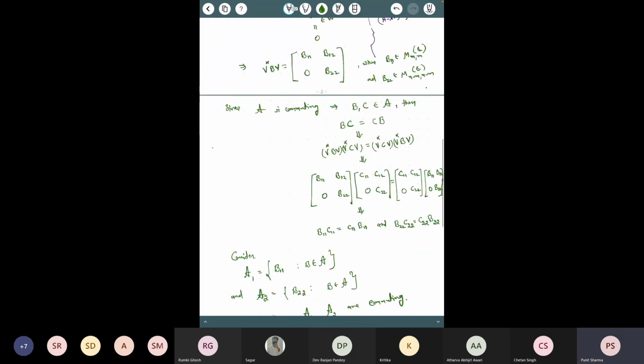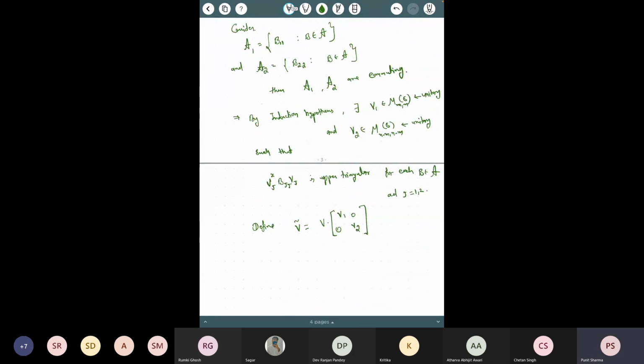And this V1, V2, they are the smaller size matrices. But now because of these zero blocks, I have an n cross n matrix here. V1 and V2 are unitary, so this matrix is also unitary. Product of two unitary matrices is again unitary, so this matrix is unitary. So V tilde is an n cross n unitary matrix. So if you define V tilde in this way, then this is unitary.